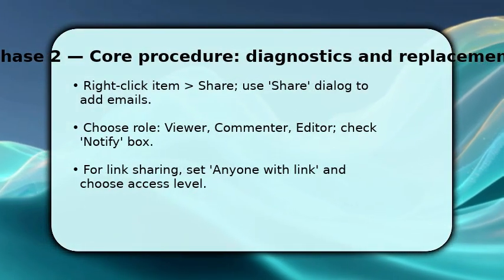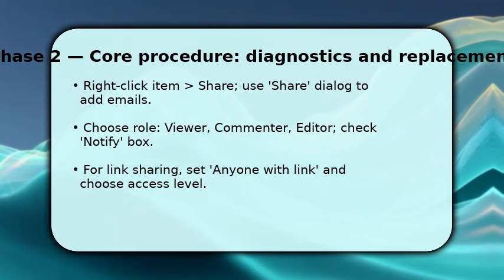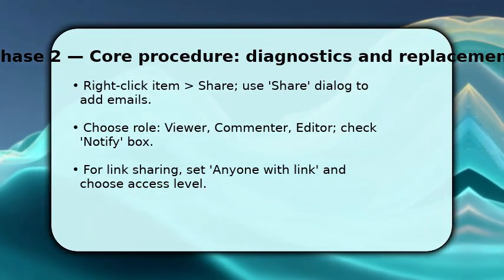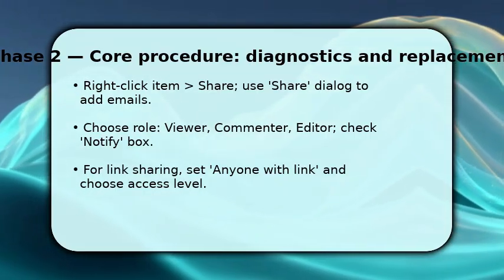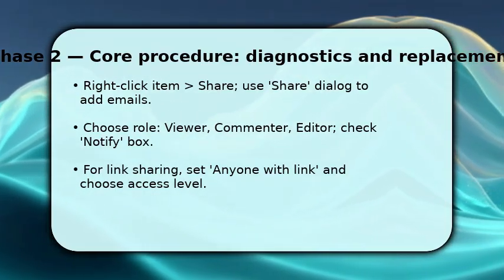Right-click the item and choose Share. Type email addresses or groups, then pick Viewer, Commenter, or Editor. Editors can change content, so use sparingly. If you check Notify, recipients receive an email. Uncheck to avoid inbox clutter.